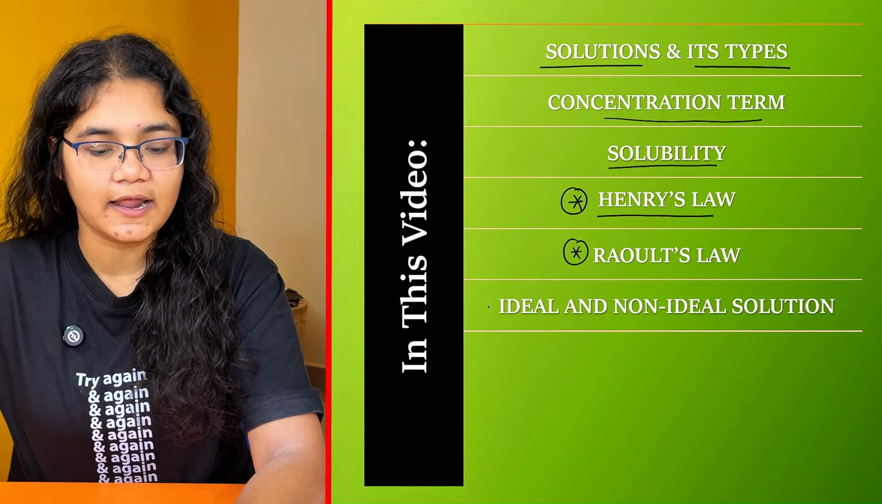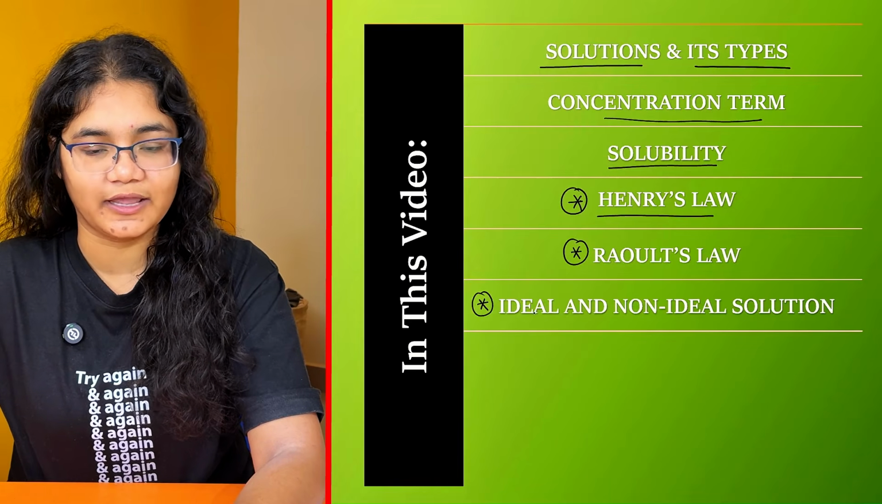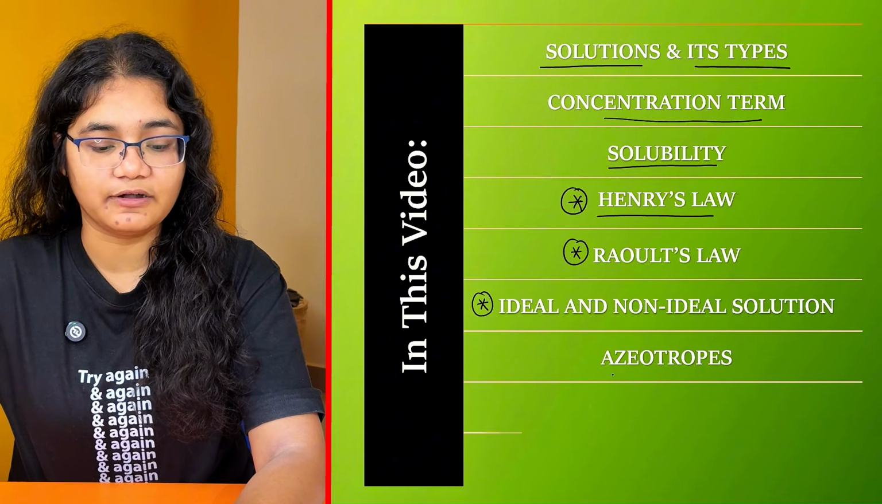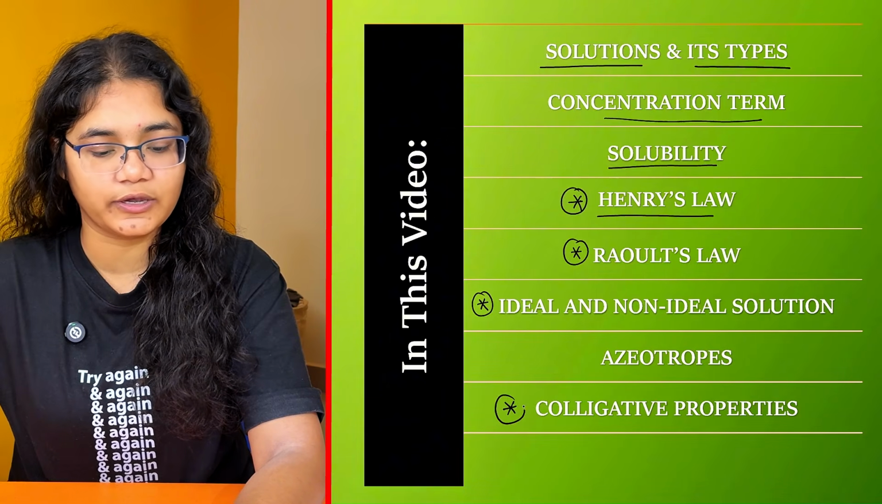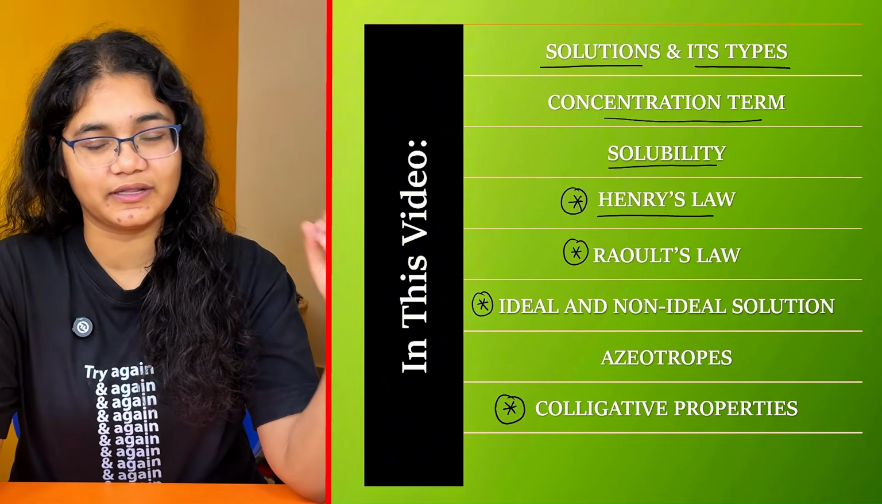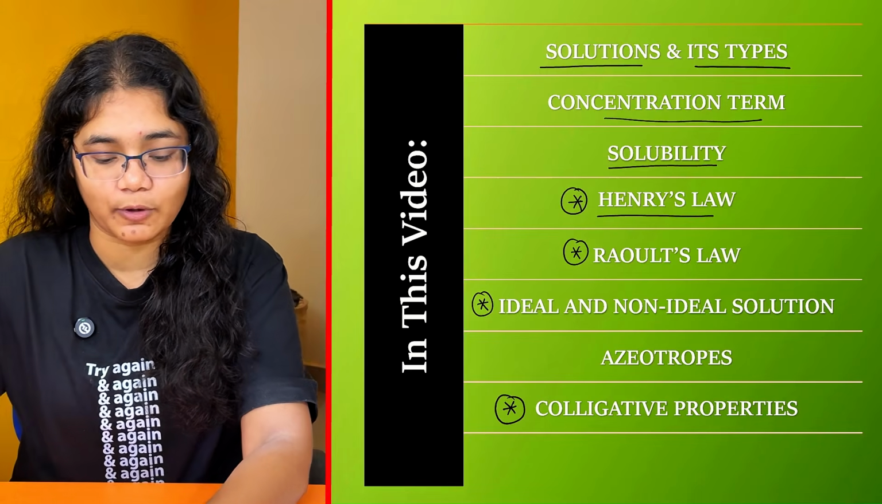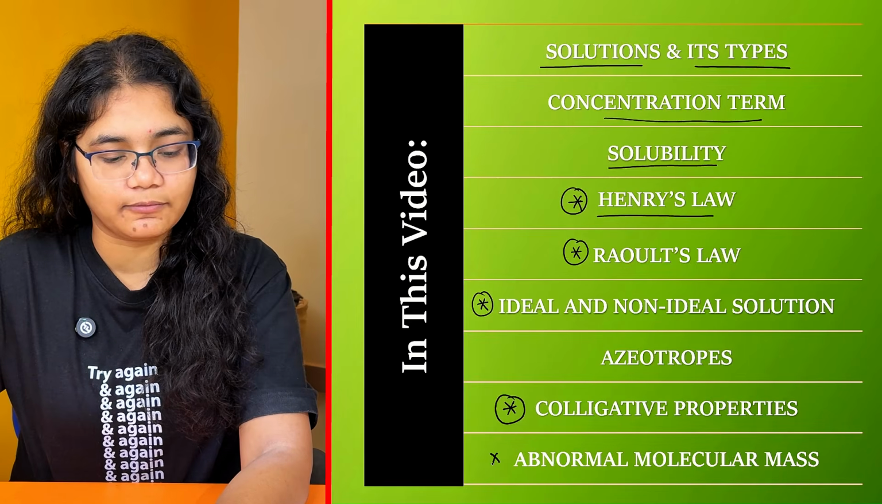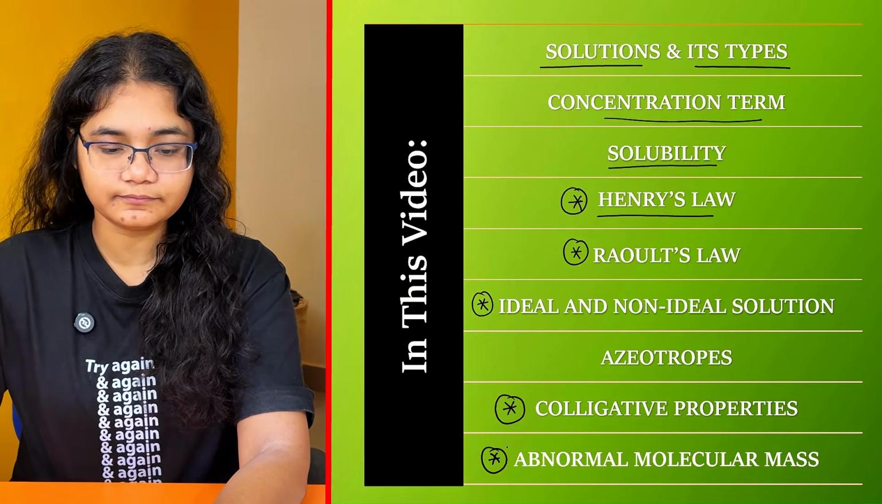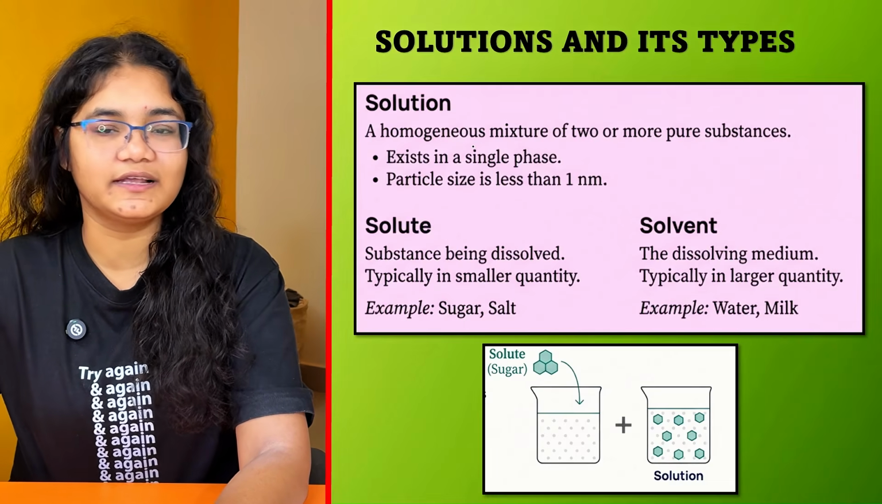This is super important. Then ideal and non-ideal solutions. Every year we get questions from here. Then we'll talk about azeotropes and colligative properties, the heart of this chapter. This is super important and your numericals will be based on colligative properties. And lastly, we'll talk about abnormal molecular mass. Okay, so let's start with what are solutions.